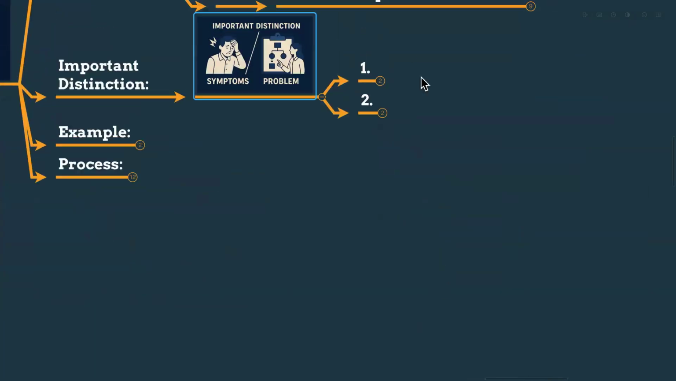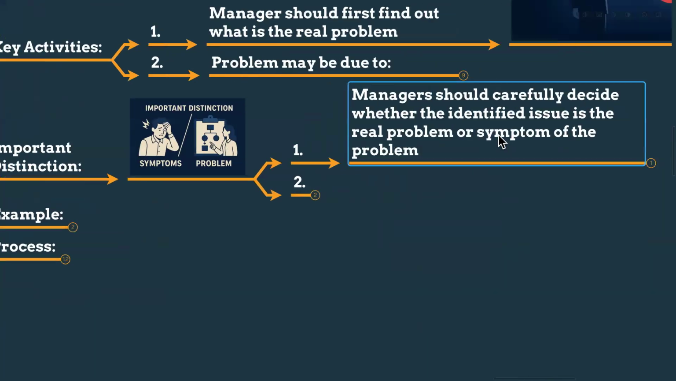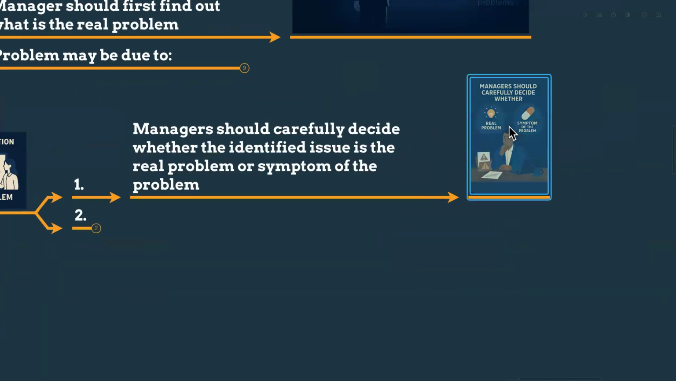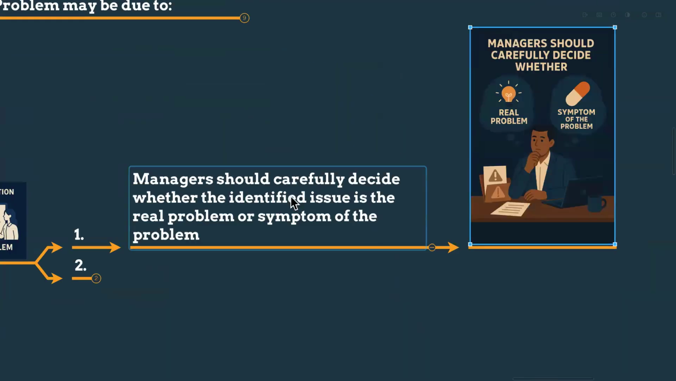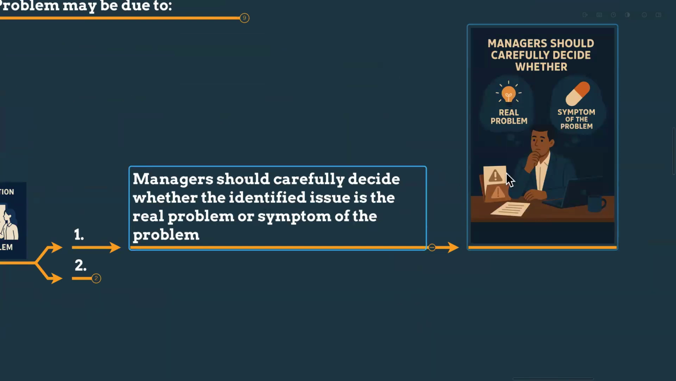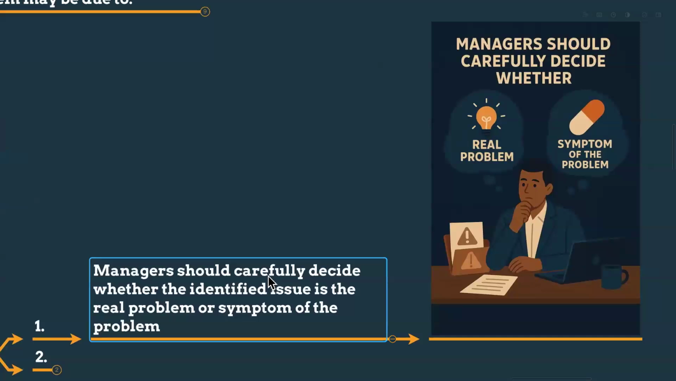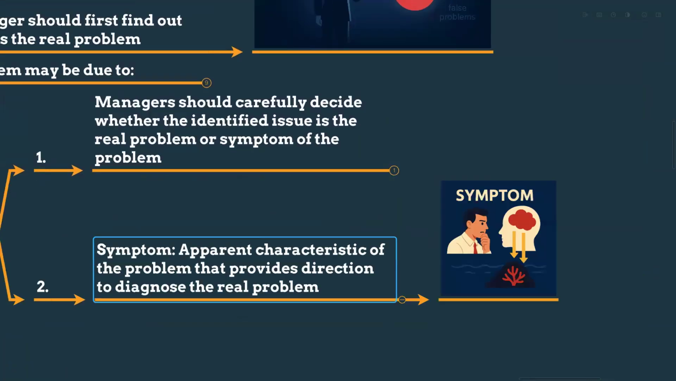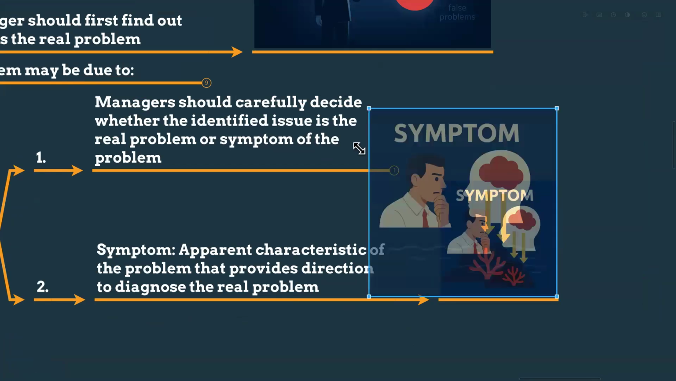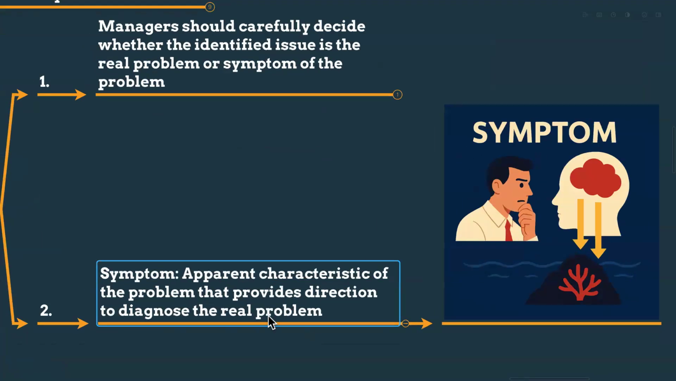So we know the important distinction between the symptoms and the problems. The manager should carefully decide whether the identified issue is the real problem or a symptom of the problem. If you have some problem in your body, the symptom will be that you get a fever. The fever is the symptom, not the problem. The problem is your immune system. So you have to differentiate: is it a problem or is it a symptom of the problem? The symptom is a very apparent characteristic of the problem that provides the direction to diagnose the real problem. So it is like a clue, right?